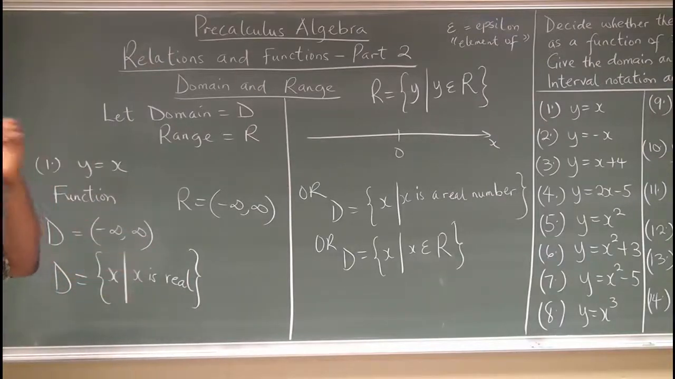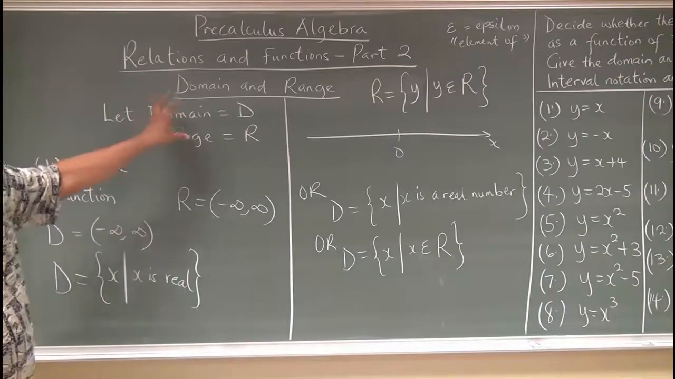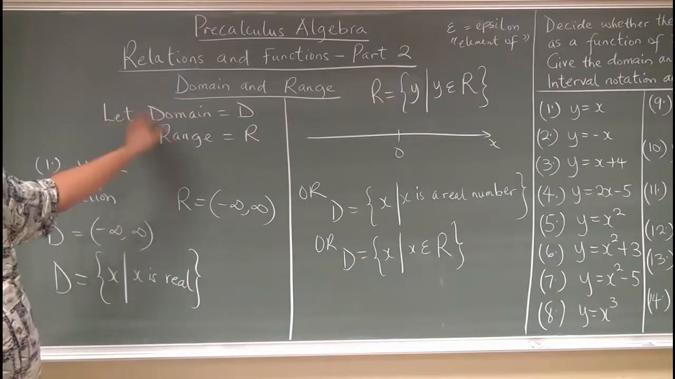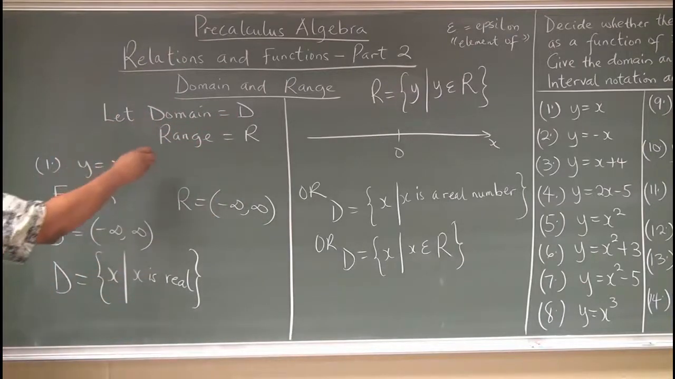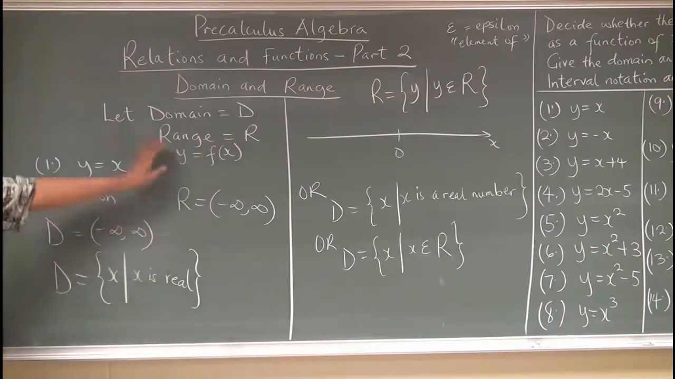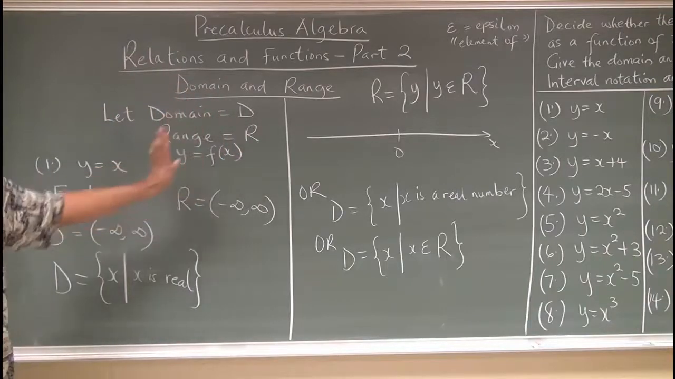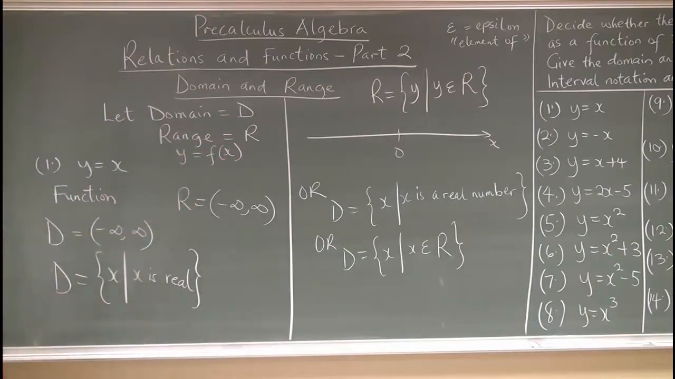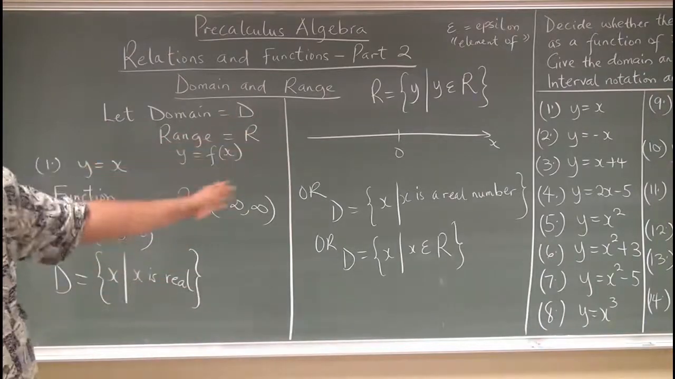Okay? Now, we are doing this. I should have also written this. When you write let the domain be D and range be R, you should also write let Y be a function of X. We are taking Y to be a function of X. So this is what you should try before you now use all these letters. Okay? Remember, domain is a set of X, which is the input. Range is a set of Y, which is the output.